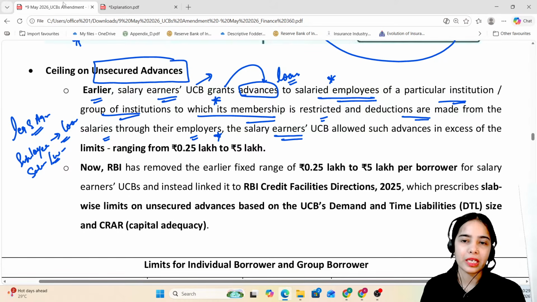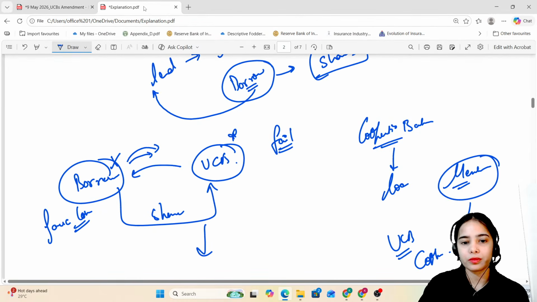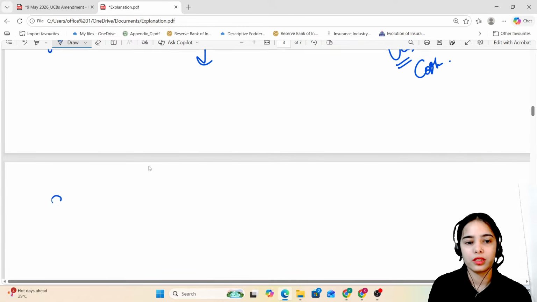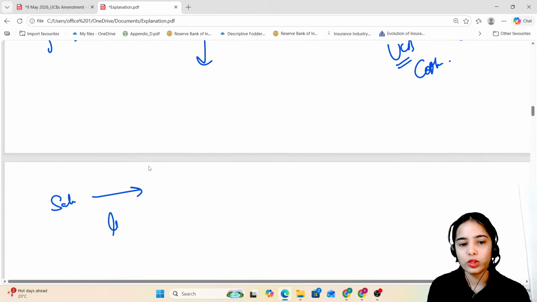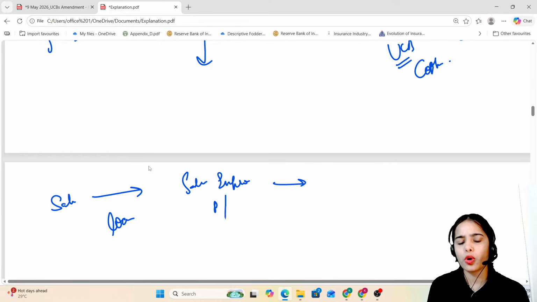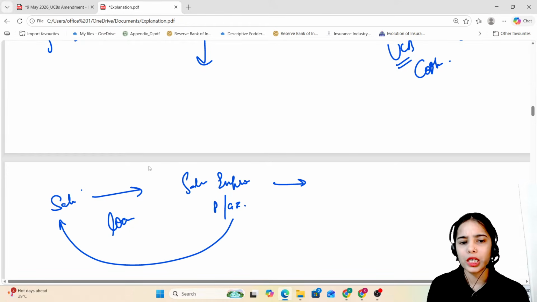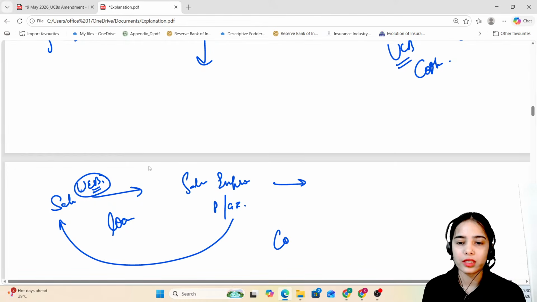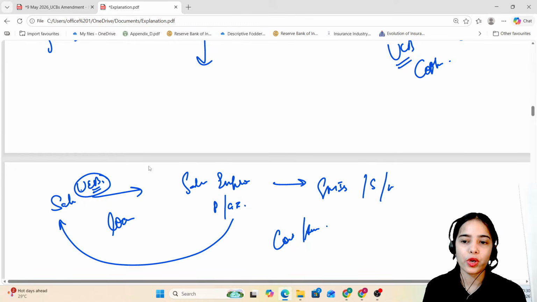The salary earner UCBs are allowed such advances in excess of the limits. Okay, so in this case the salary earner UCB is providing the loan to the salaried employees of a particular institution or a group of institutions which are members of the UCBs. Now, these salaried employees have a contract or an agreement that the EMIs will be deducted directly from their salary or wages. So this kind of contract is available with the employer also.